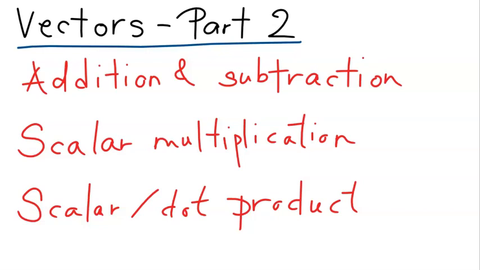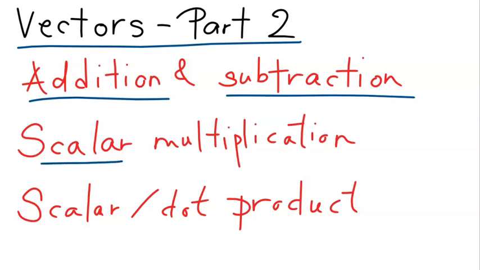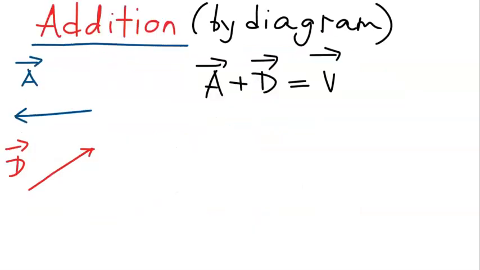In this video, we will discuss addition and subtraction of vectors, multiplication of a vector by a scalar, and the scalar or dot product involving vectors. Suppose you're given two vectors, a and d, and you want to add them, like shown: a plus d equals the third vector v.